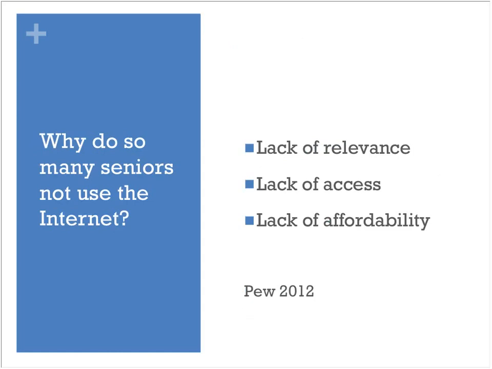So why do many seniors not use the Internet? Three of the top barriers given by seniors are lack of relevance. They just don't see what they'll get out of it. Lack of access. Either they don't have Internet at home or at a convenient location, or there are physical or sensory barriers. And cost. Home Internet access may just not be affordable for many low-income households. And maybe you have heard the seniors you work with give these same reasons. So the resources we're going to share today may help you overcome those barriers in your communities.